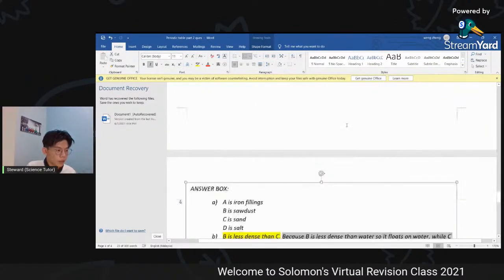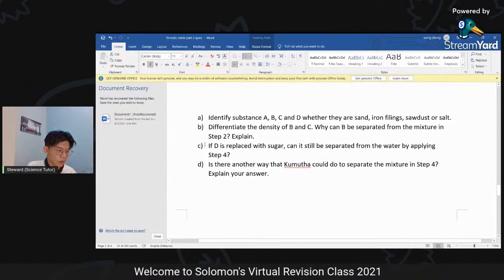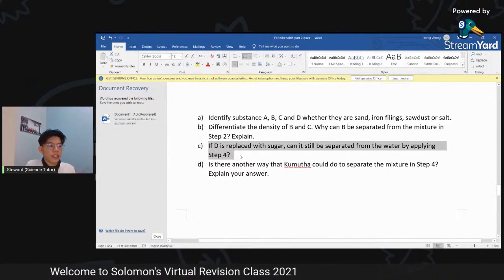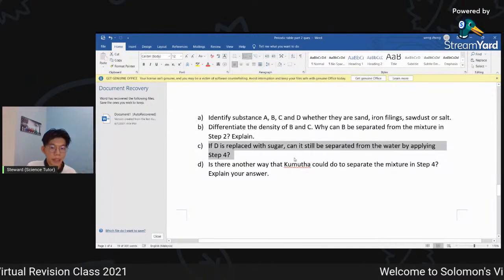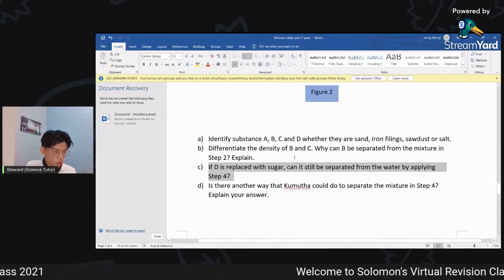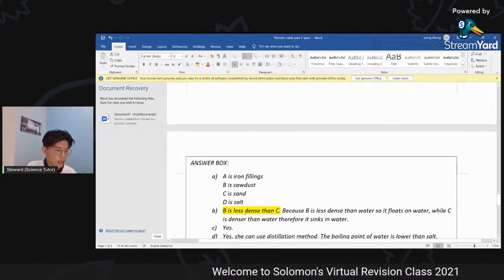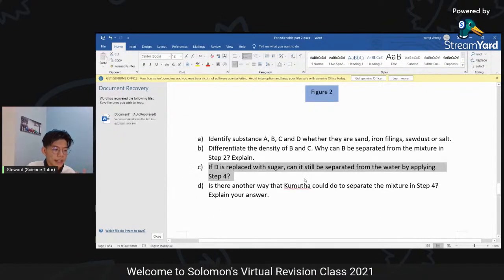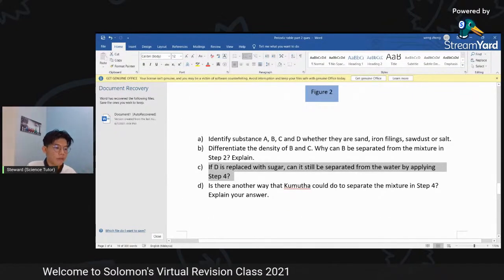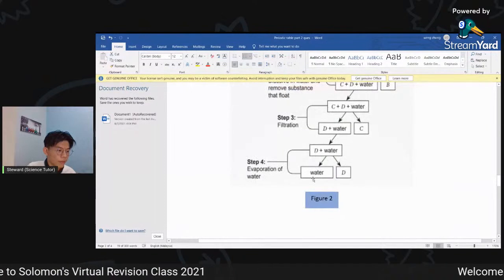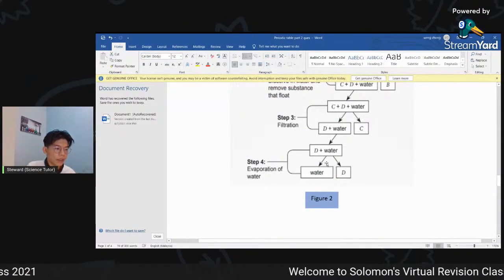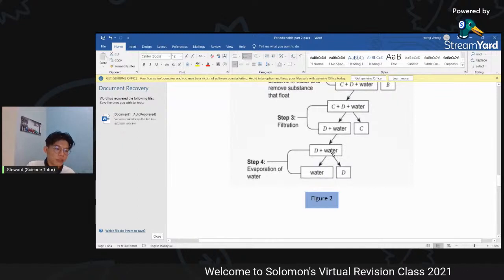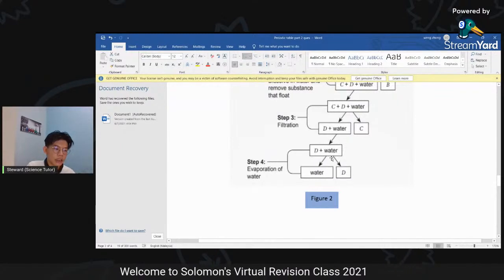Okay. Alright. So kita ada C, kita proceed dengan C. If D is replaced with sugar, can it still be separated from water by applying step 4? Okay, kita tengok dulu apakah D. D tu ialah salt kan. Okay, kalau kita replace salt dengan sugar, can it still be separated from water by applying step 4? Step 4 ialah evaporation of water. Okay, kalau evaporation maksudnya kita akan tinggal salt saja.